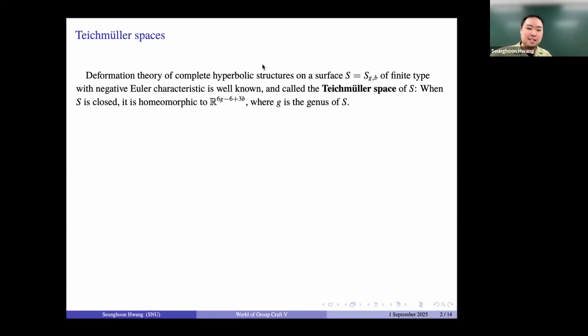Deformation theory of complete hyperbolic structures on a surface of finite type with negative Euler characteristic with finite volume is very well known, and it is called the Teichmüller space. It is homeomorphic to Euclidean space of this dimension. And here g is the genus of the surface and b is the number of punctures or boundary components.